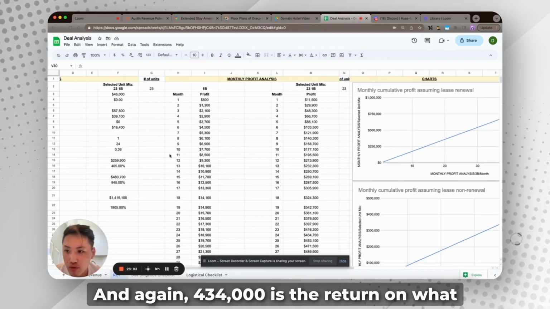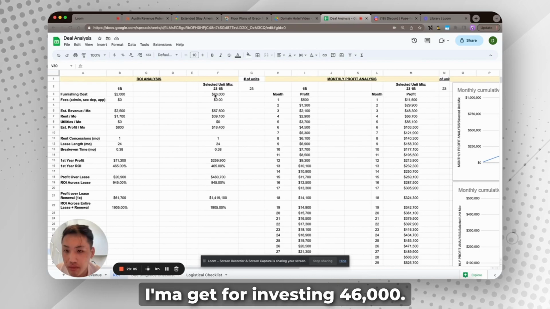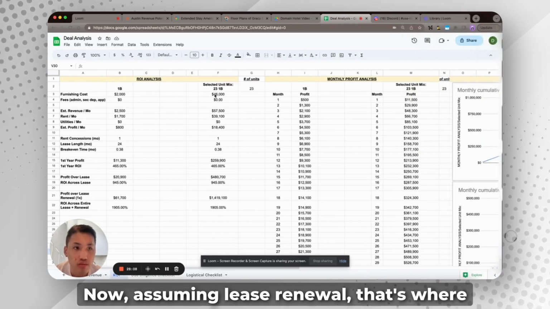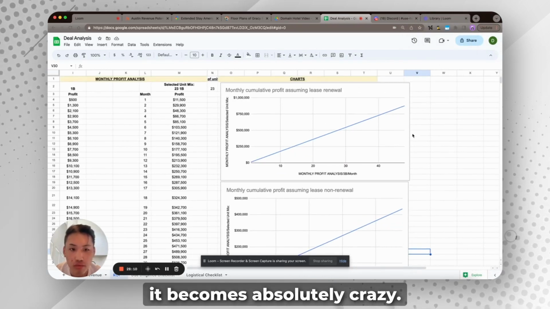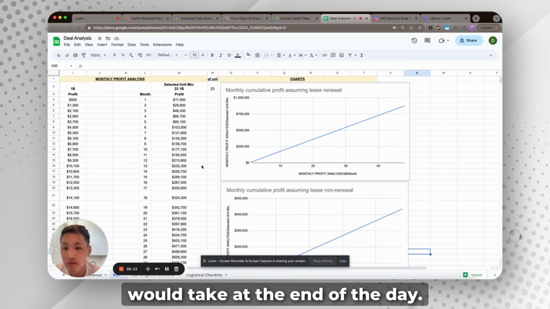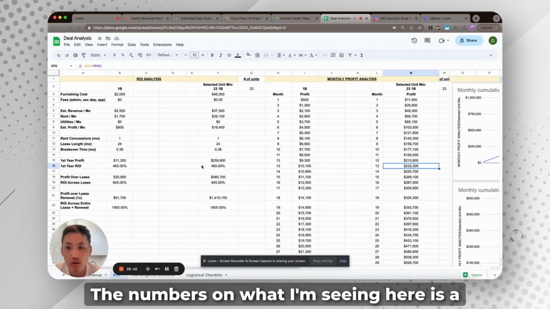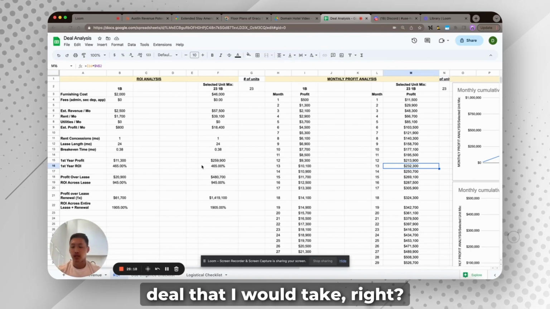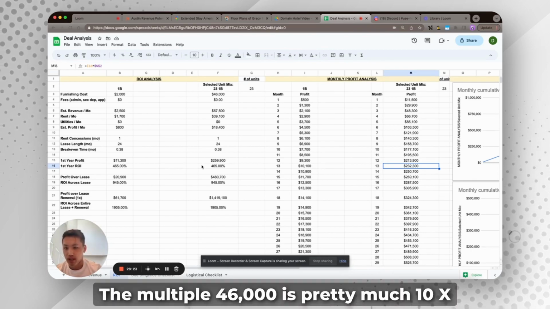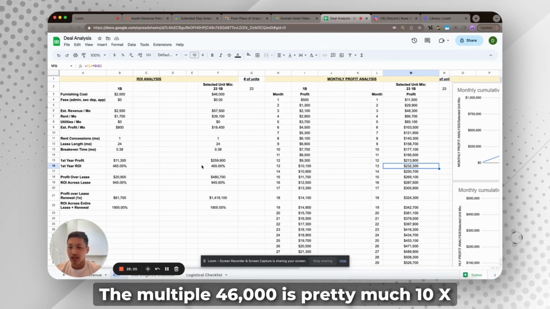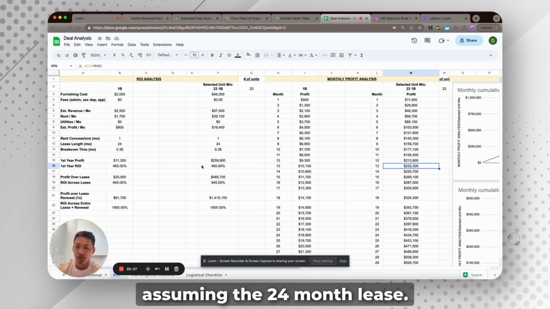And again, $434,000 is the return on what I'm going to get for investing $46,000. Now, assuming lease renewal, that's where it becomes absolutely crazy. So yes, this is a deal I would take. At the end of the day, the numbers I'm seeing here are a deal that I would take, right? The multiple on the $46,000 is pretty much 10x over the course of the entire lease, assuming a 24-month lease.